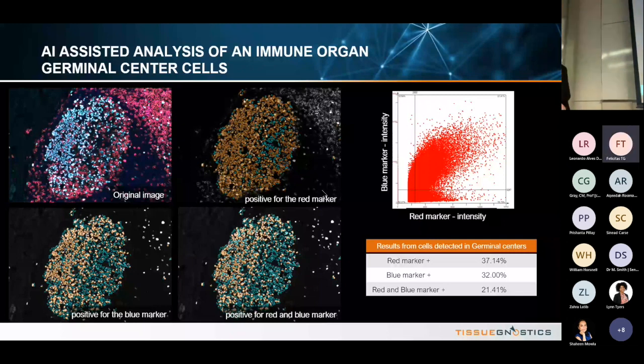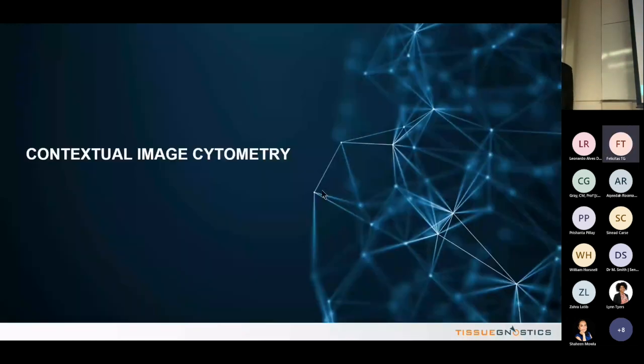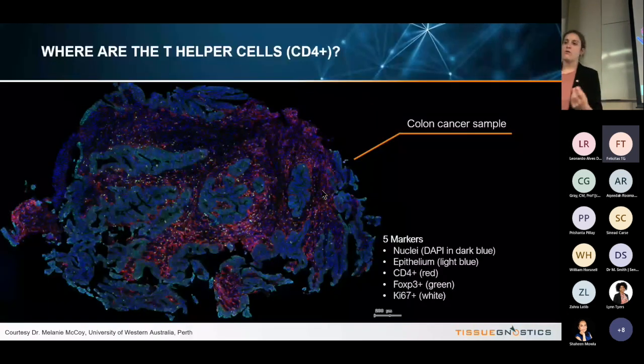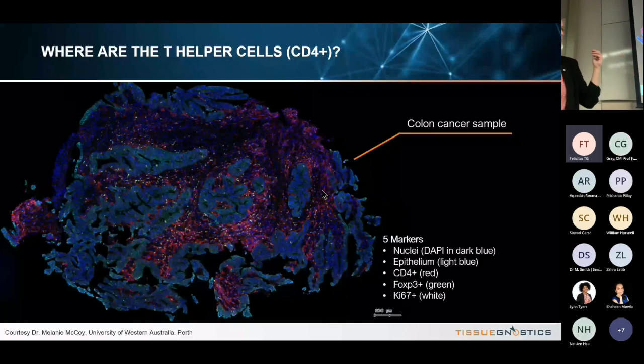So now we actually come to my last example, which is one of my favorite ones because it also gives you some proximity measurements. In this case, the customer wanted to know where all their CD4 positive T cells are. This is a colon cancer sample, and it was stained for 5 markers. With DAPI in blue, the epithelium is stained in light blue. The CD4 positive cells, the T cells, are in red. We also have FOXP3 in green and Ki67 in white.